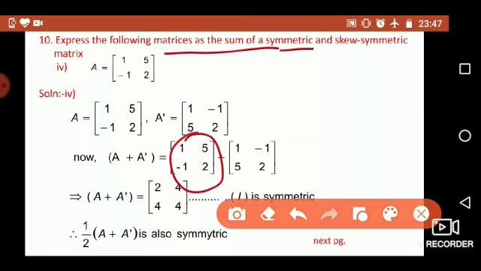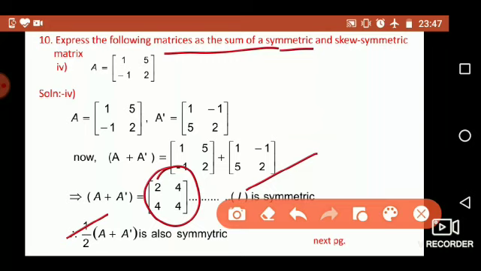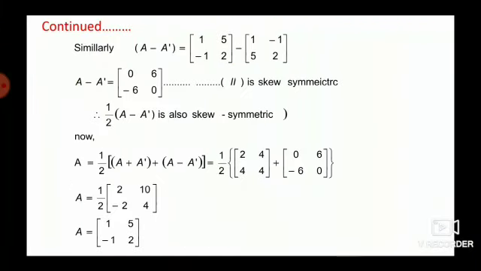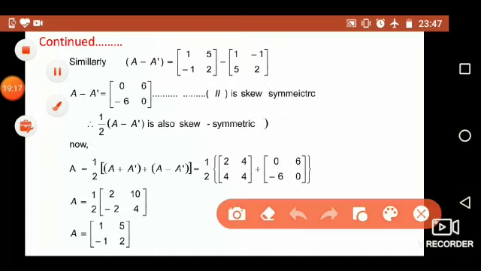Therefore, matrix A plus matrix A dash, the sum of these two matrices, is equal to the matrix containing the elements 2, 4, 4, 4, which is a symmetric matrix. Therefore, 1 by 2 times A plus A dash is also a symmetric matrix as per the theorem. Moving to the next step, let me find out A minus A dash.